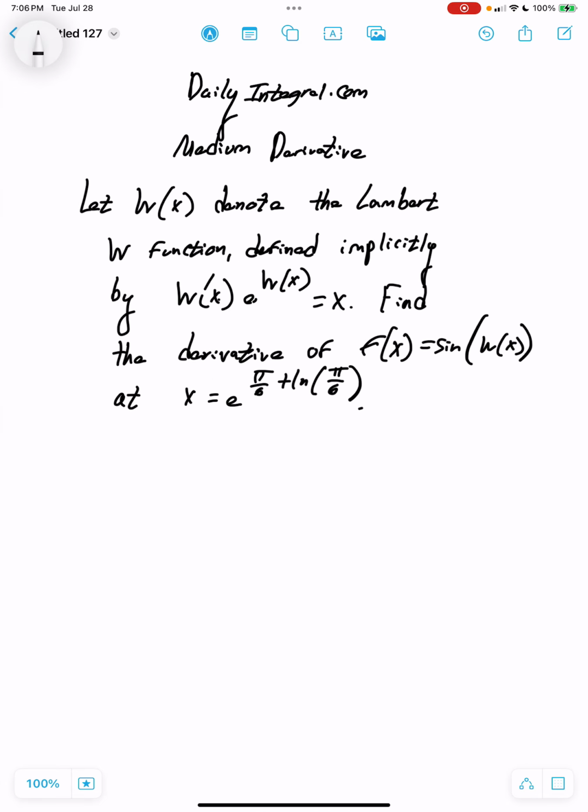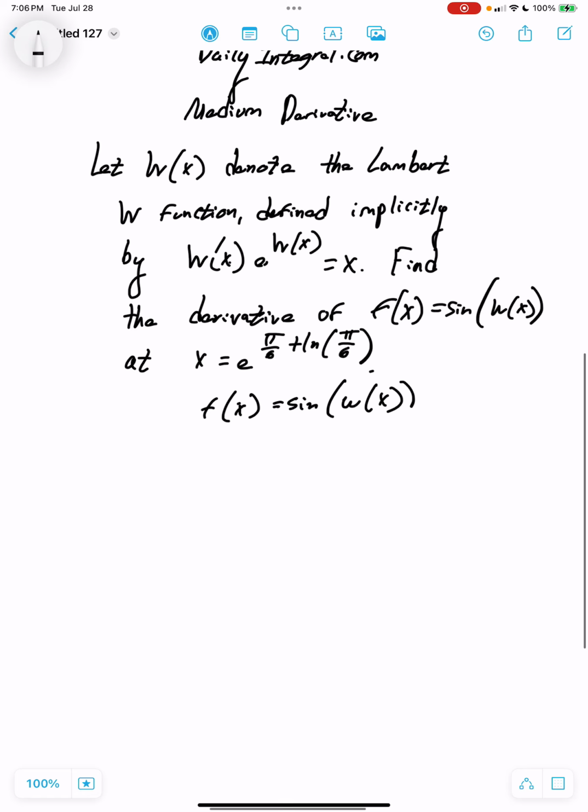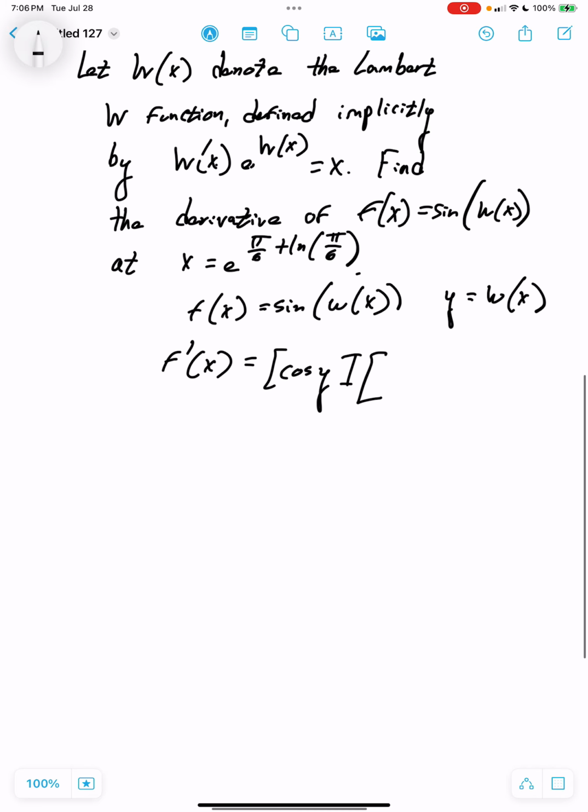Cool problem. So the first thing I want to do is try to find the derivative of f(x) = sin(W(x)). I'm going to do this implicitly. For the sake of simplicity, I'm just going to let y be equal to W(x). So I get f'(x) = cos(y) times the derivative of W(x).